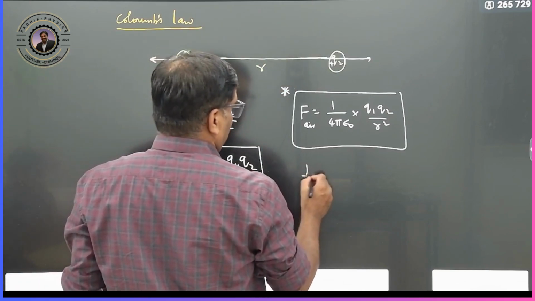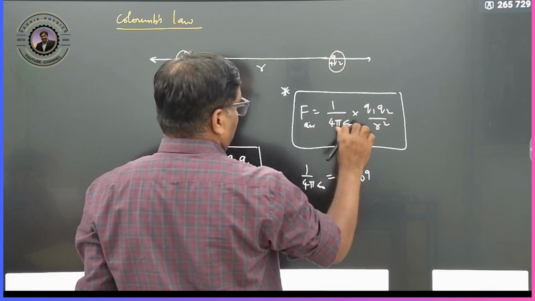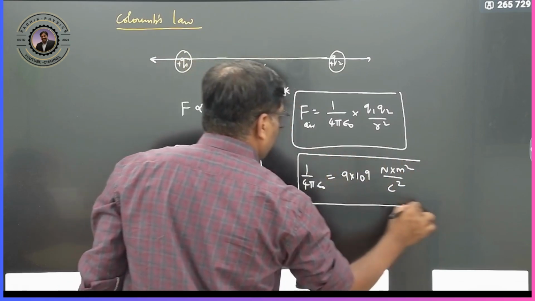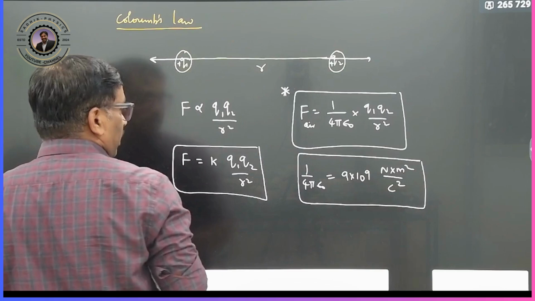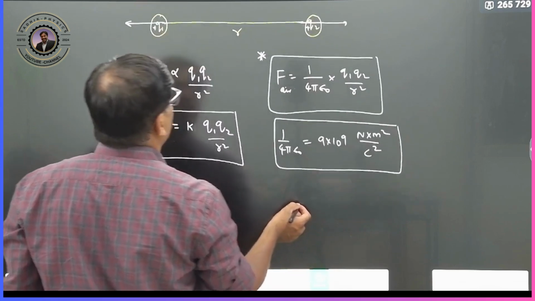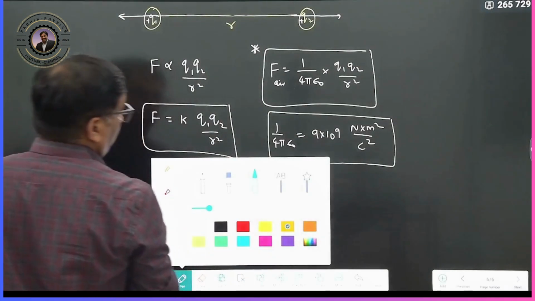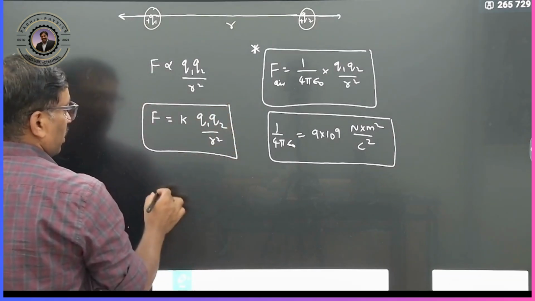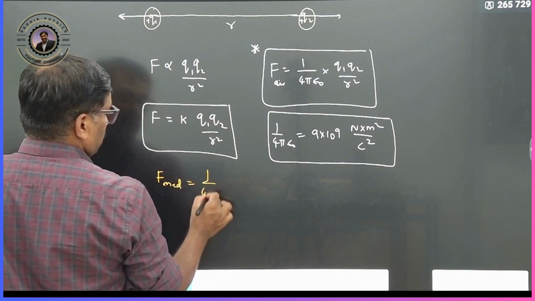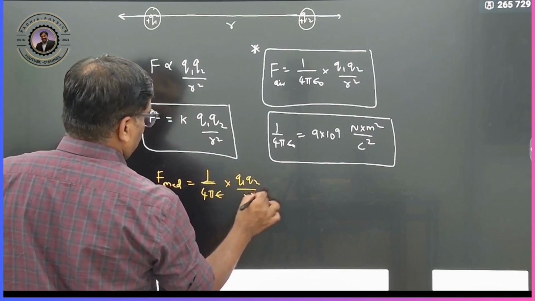So 1 by 4 pi epsilon naught is given as 9 into 10 to the power of 9. What is the unit? Newton meter square by Coulomb square. This is the value for air or vacuum. Clear? Similarly, the force between the two charges also depends upon the medium where we are keeping them. So this is for air or vacuum. Suppose for any other medium, what can you write? F equals 1 by 4 pi epsilon into Q1 Q2 by R square.